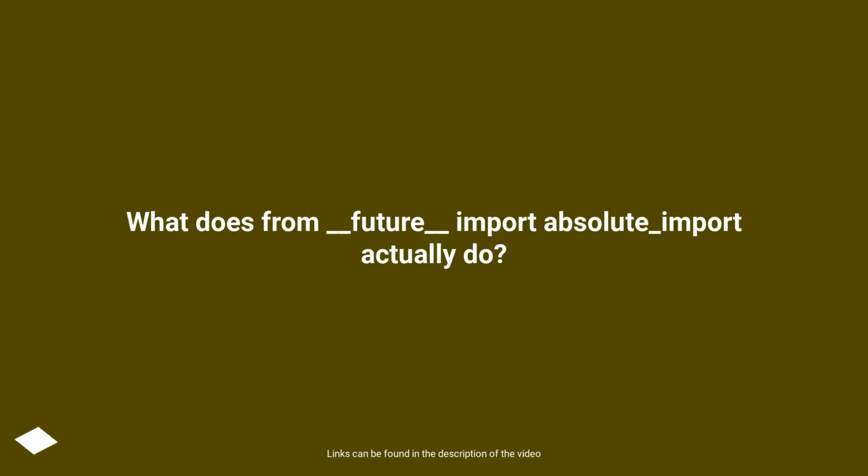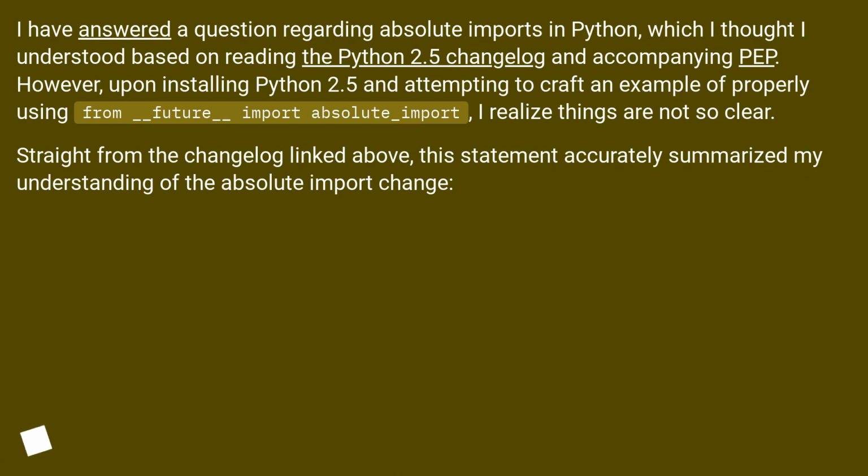What does from __future__ import absolute_import actually do? I have answered a question regarding absolute imports in Python, which I thought I understood based on reading the Python 2.5 changelog and accompanying PEP. However, upon installing Python 2.5 and attempting to craft an example of properly using from __future__ import absolute_import, I realize things are not so clear. Straight from the changelog linked above, this statement accurately summarized my understanding of the absolute import change.